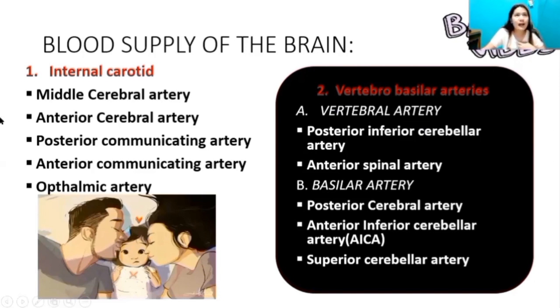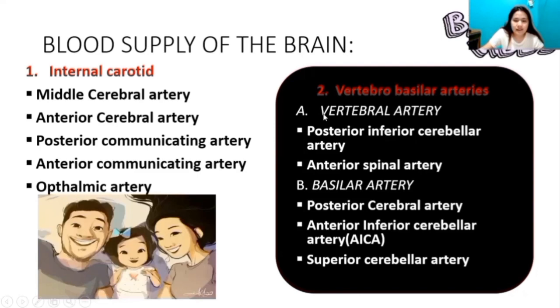To help each of us memorize easily: MAPAO for middle cerebral artery, anterior cerebral artery, the posterior and the anterior communicating artery, and the ophthalmic artery. For the vertebrobasilar arteries, vertebro for the vertebral artery, basilar for the basilar artery.